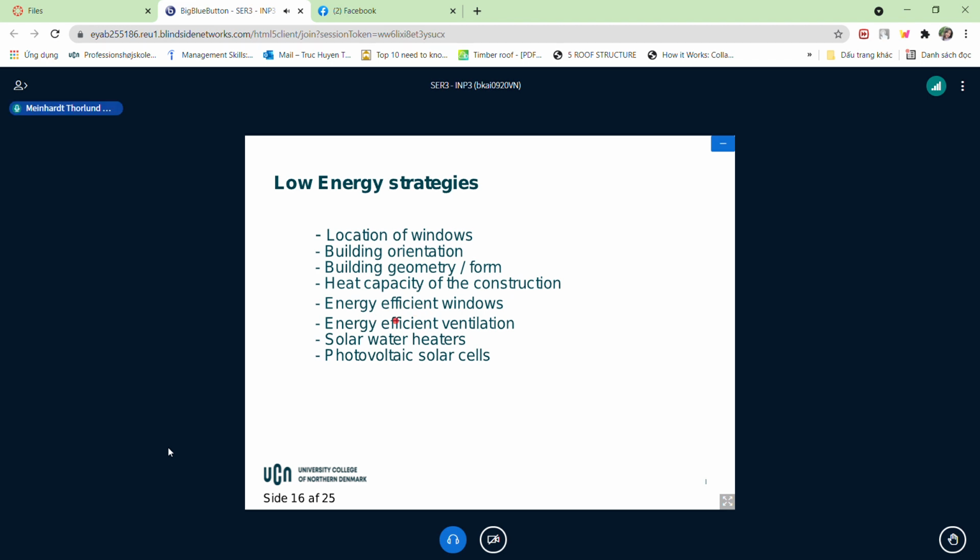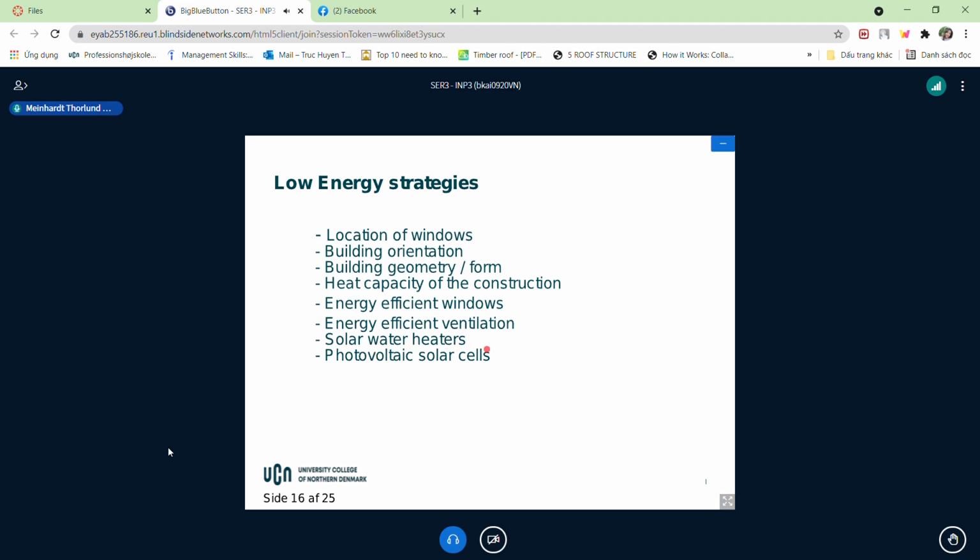And there's energy efficient ventilation. What is that? We'll probably talk about this tomorrow. But in short, the bigger the ventilation ducts you can have and the shorter the ducts are, the more efficient. And of course, there's also the type of ventilation system you have.